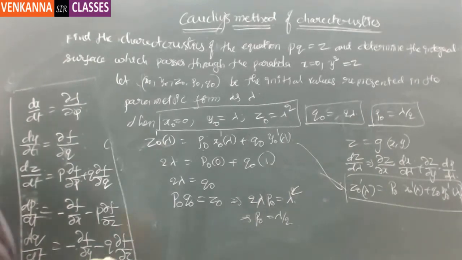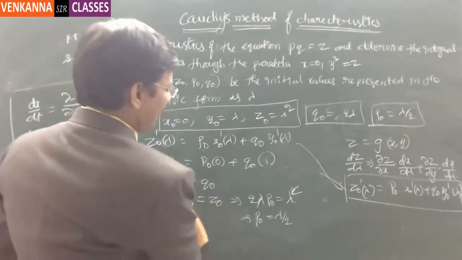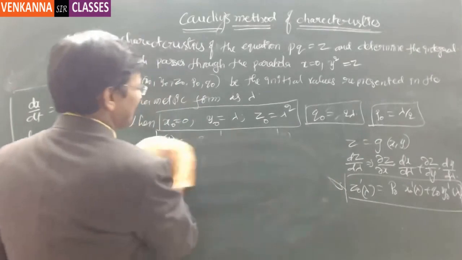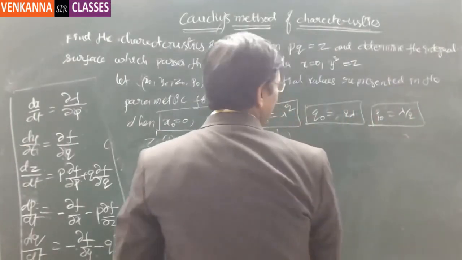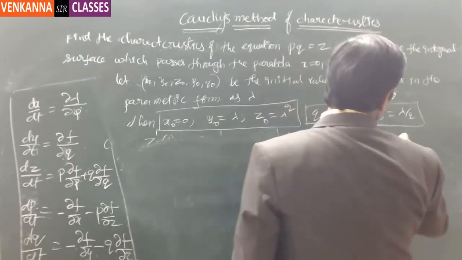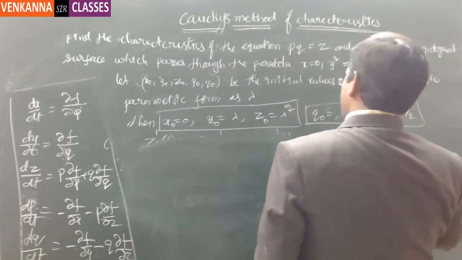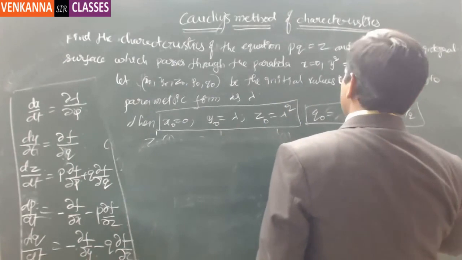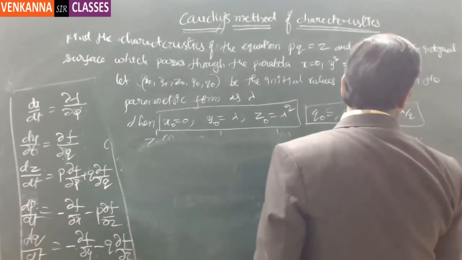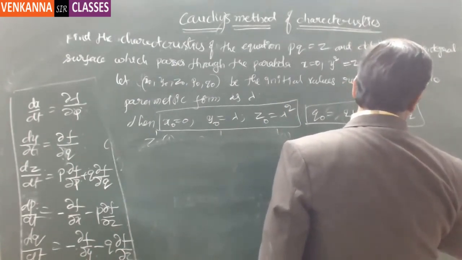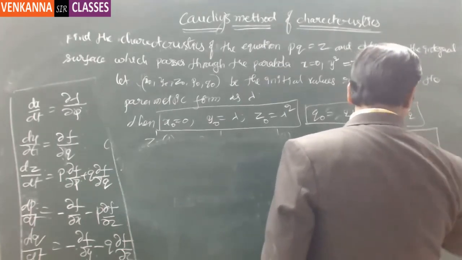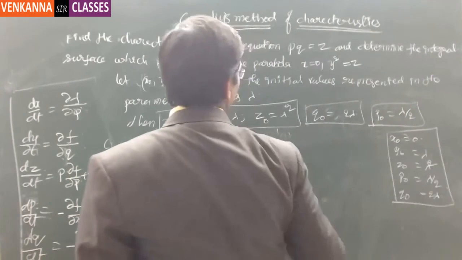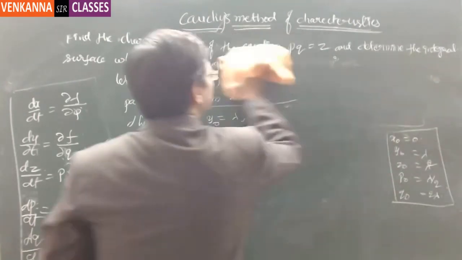So from this, once you have got these values, I'll write those equations here. X naught equal to 0, Y naught is equal to lambda, Z naught is equal to lambda square, P naught is equal to lambda by 2, and Q naught is equal to 2 lambda. So these are the set of initial conditions in the parametric form that we have got.